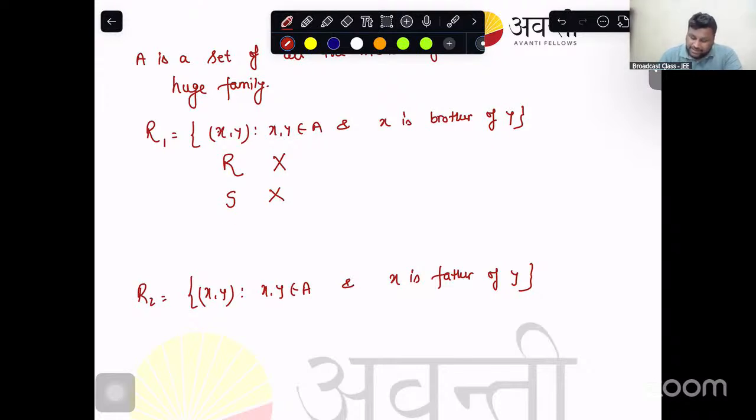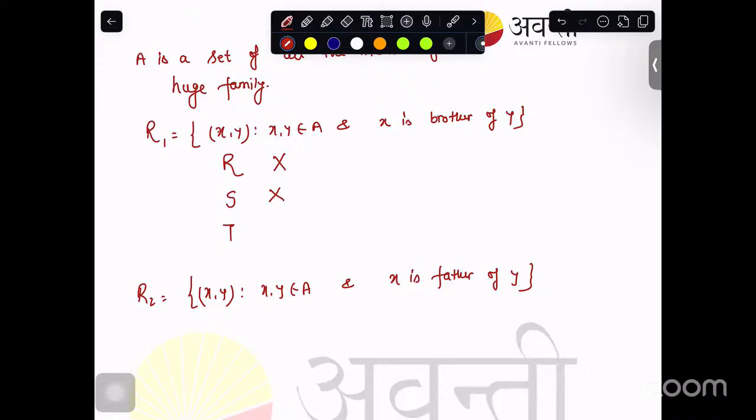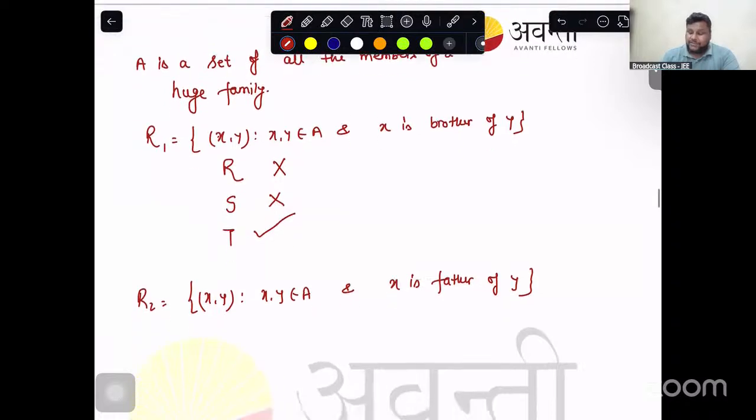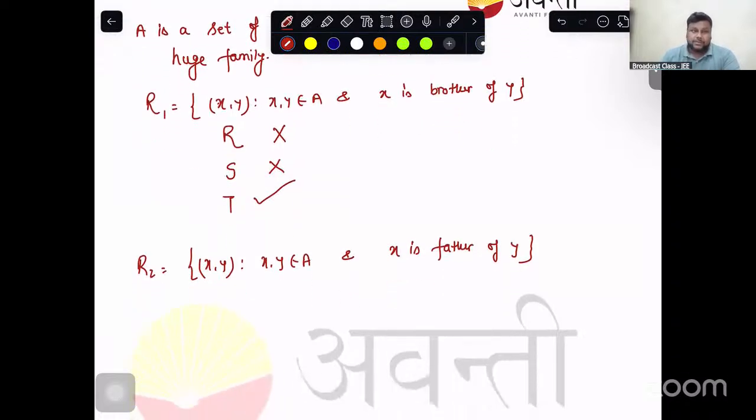Now, is this relation transitive? Yes. If X is brother of Y and Y is brother of Z, then even if Z is a female, X will be a brother of Z also. Correct or wrong? So this will be a transitive relation. Tell me if there is anything which you are not able to understand.